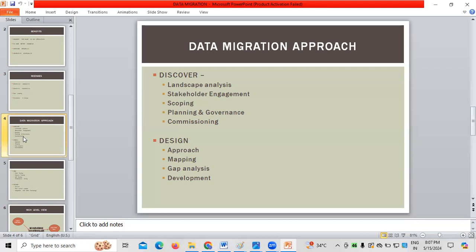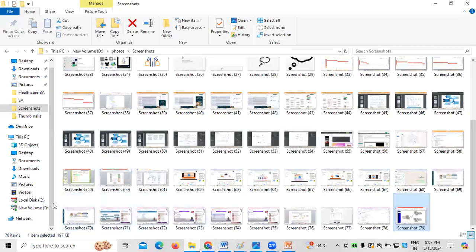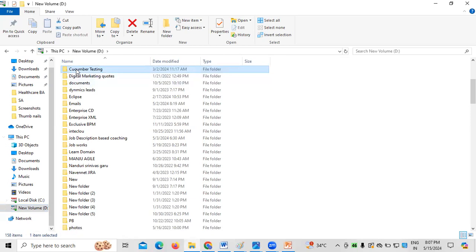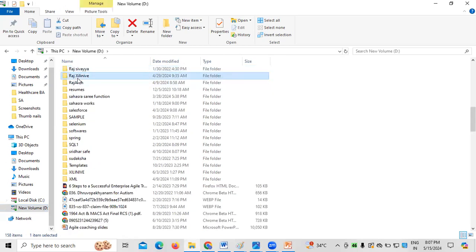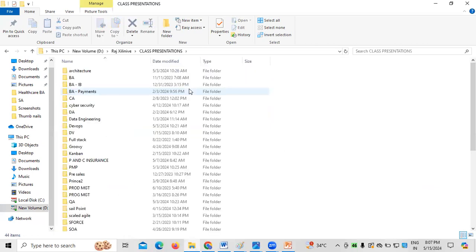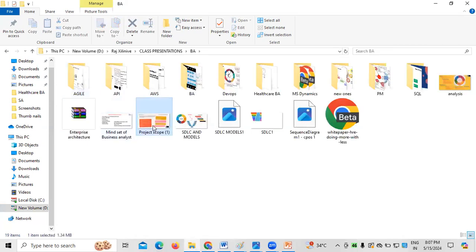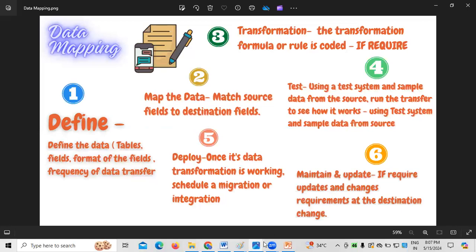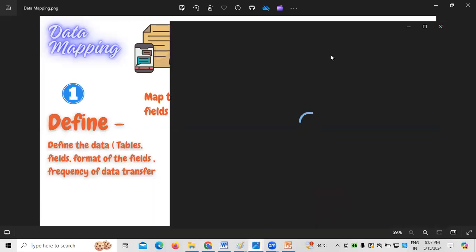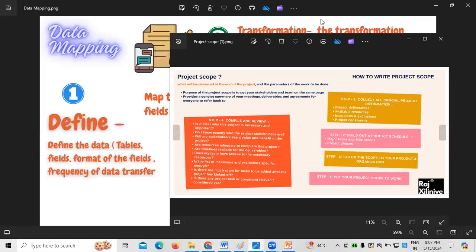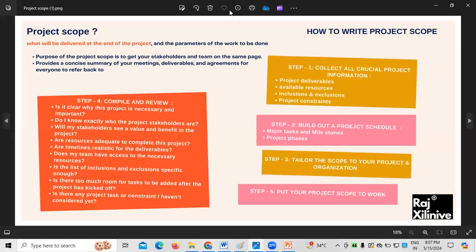The third one is about scoping. This is where the scope of the project comes into the picture. If you are a BA, you need to perform scoping of the project. If you want to understand or define the scope of the project, these are the steps you have to follow. Creating the scope of the project is one of the key and important elements for a BA to perform. You can write down these points.